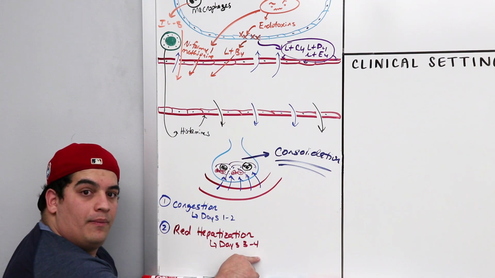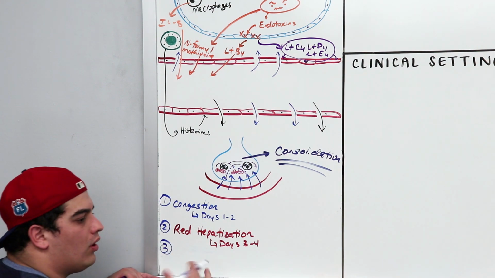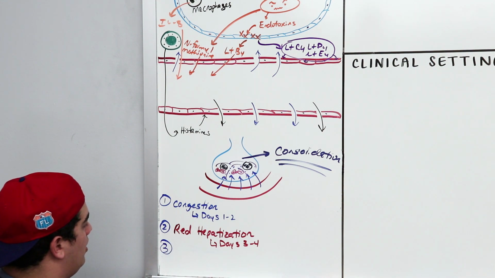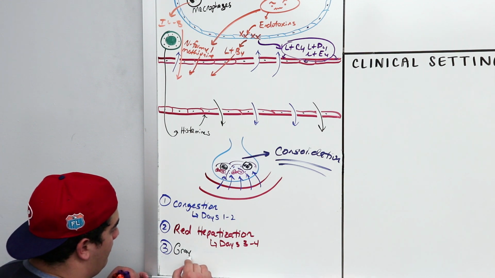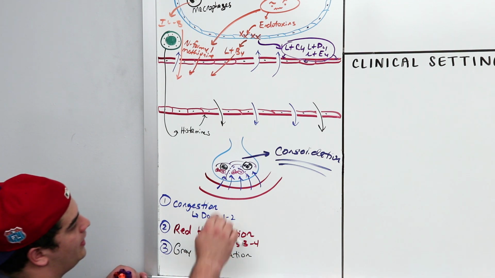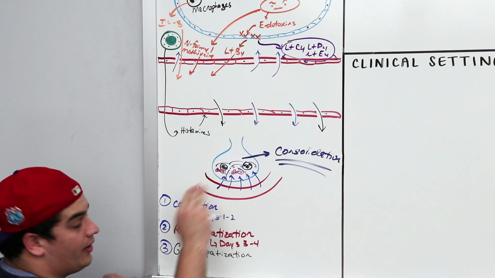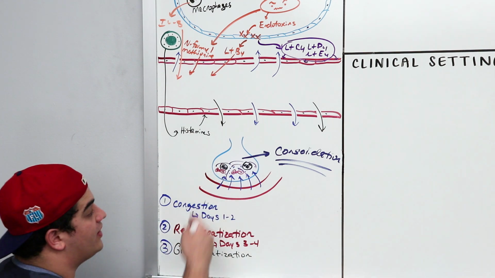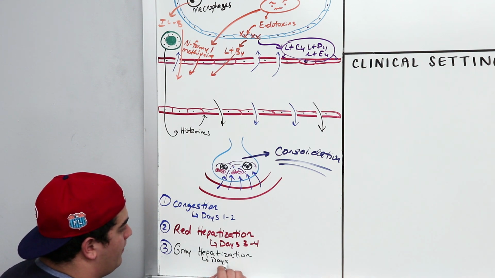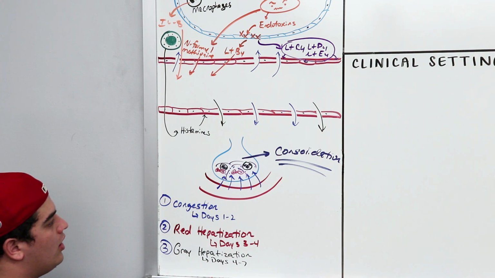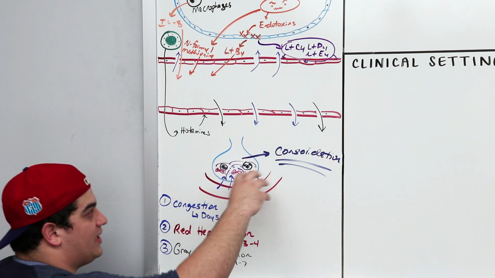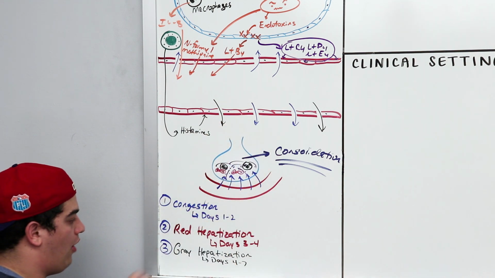Now this is days 3 to 4. What happens is, usually around day 4 to about day 7, you experience this thing called gray hepatization. So let's write this here, gray hepatization. What this is, your red blood cells start getting destroyed. And as the red blood cells start getting destroyed, they start taking on a different appearance, this gray appearance. And again, this is usually going to be days 4 to 7, okay? So we start having alveolar exudate, red hepatization, and then gray hepatization, which is the breakdown of the red blood cells.